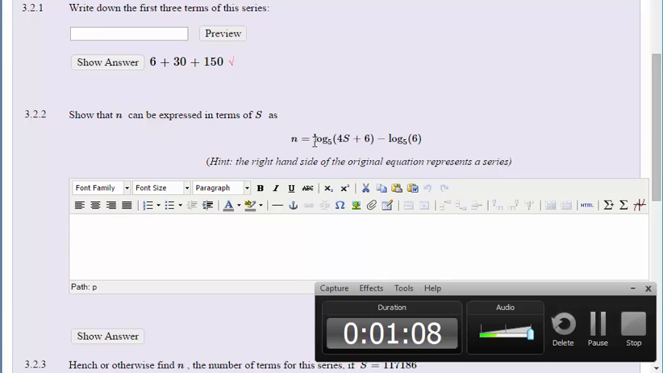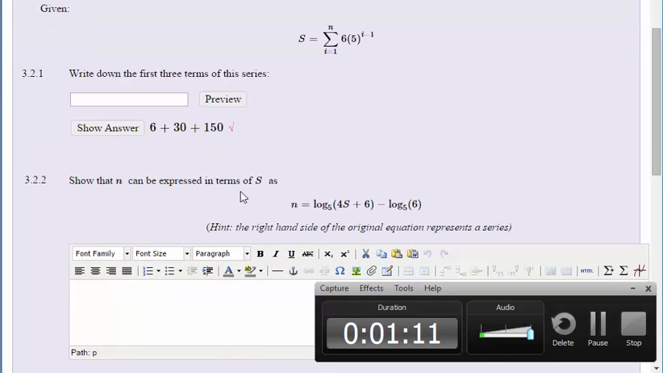Okay. Now show that n can be expressed in terms of s as that. Hint: hence, the right-hand side of the original equation represents a series. So guys, don't let this fool you. Don't let this intimidate you. What is this? Sum of what type of sequence? Geometric, because the i is on top. Geometric if the i is on top.